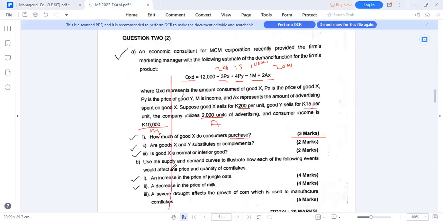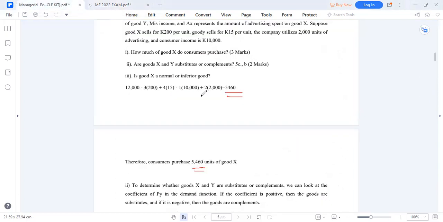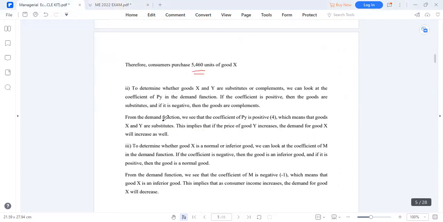Then the next question is, are the goods X and Y substitutes or complements? I gave you two indicators. If the signs are different, what does it mean? They are substitutes. Or you can calculate it. So how do you find the formula? Is this XY or XX? So these ones are substitutes.